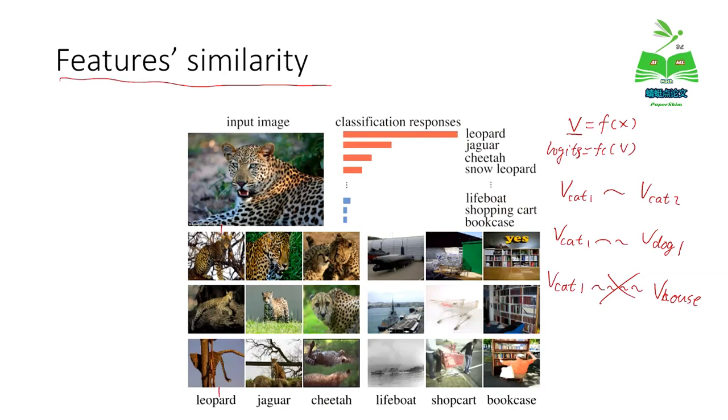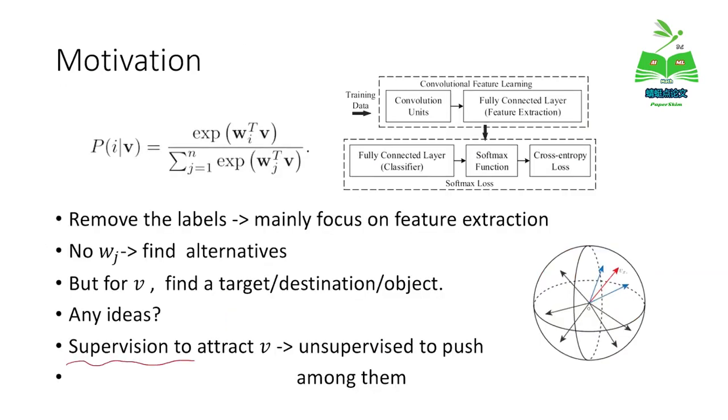The neural network should know how to distinguish those features directly based on the images, based on the instance. So different from the supervised way to attract the V, now we only have data, we only have instances. So we need to consider another way to add an alternative to attract.